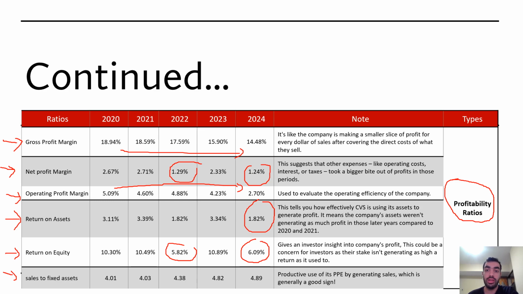Overall, if we look at the profitability ratios, there are shrinking margins, with declining gross and operating profit margins highlighting increased cost pressures or inefficiency. There are inconsistent returns: volatile net profit, return on assets, and return on equity suggest varying impacts from operating and non-operating expenses. Improved asset utilization: the upward trend in the sales to fixed assets ratio is a positive sign of operational efficiency.